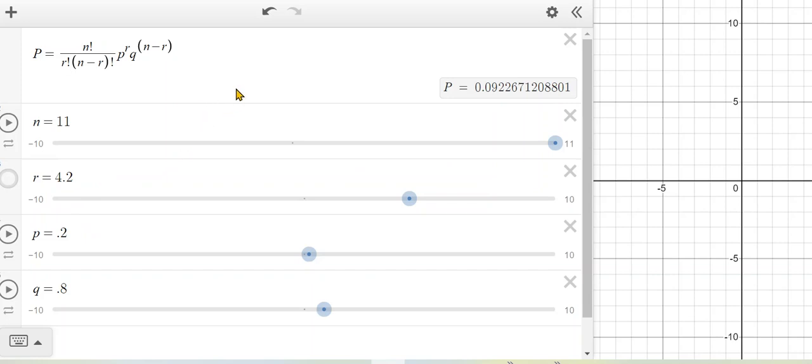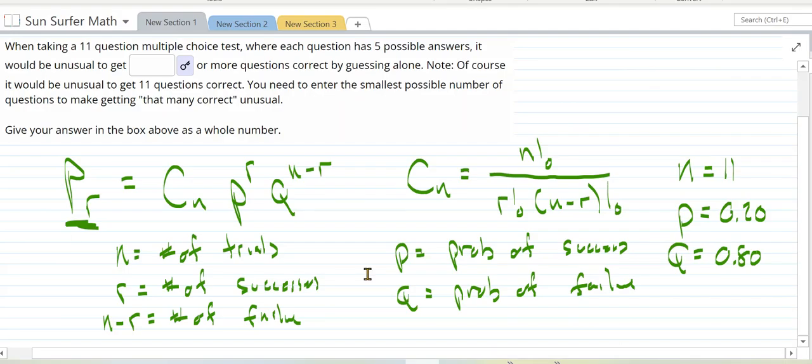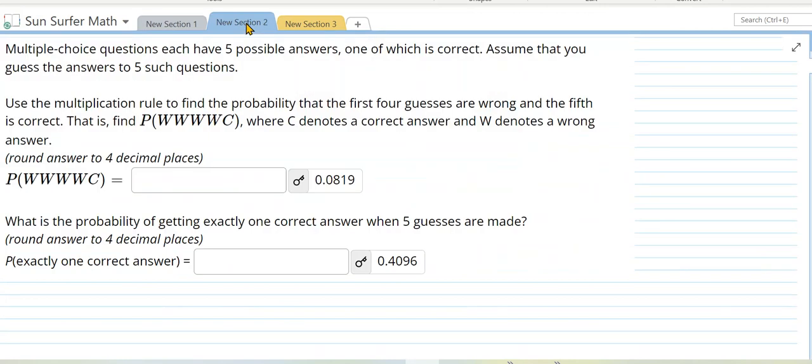Okay, that is question number 8. Question number 9 also involves the probability distribution formula for the second part. And for the first part, it says use the multiplication rule to find the probability that the first 4 guesses are wrong and the 5th is correct. So order is very important in this problem.